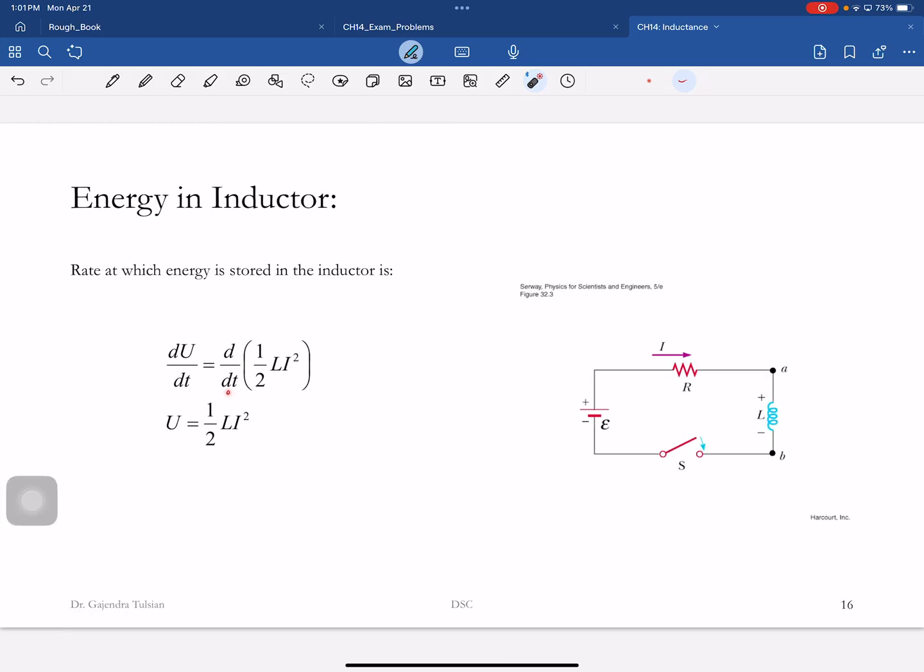So d by dt of this is the total energy stored in the inductor. Rate of change of that is the rate at which energy is being stored. So the energy stored in an inductor when a current I is flowing is 1/2 L I squared. If you check your capacitors, the energy stored in a capacitor is 1/2 C V squared. And so this is that, right? Yep.